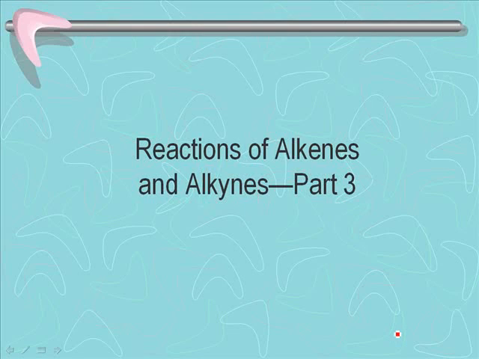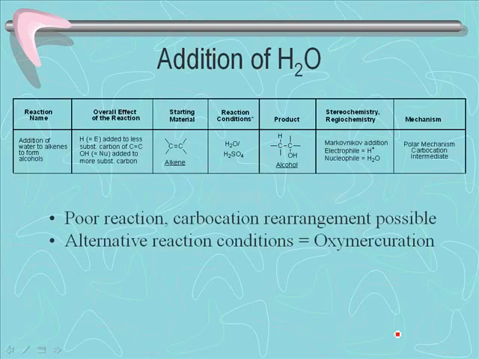In this mini lecture, we'll learn about a third set of reactions of alkenes and alkynes. One of the first reactions that we'll learn about is how water can add across a carbon-carbon double bond. In the previous mini lecture, we learned how mineral acids, HCl, HBr, and HI, could add across the carbon-carbon double bond. And we learned that this reaction occurred via a carbocation intermediate.